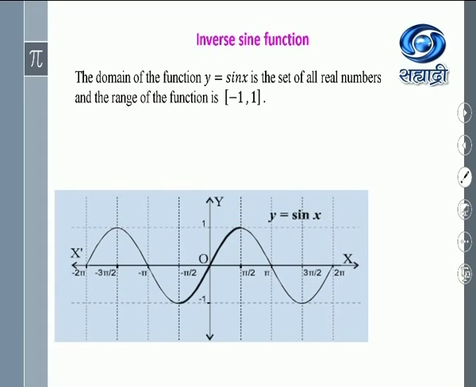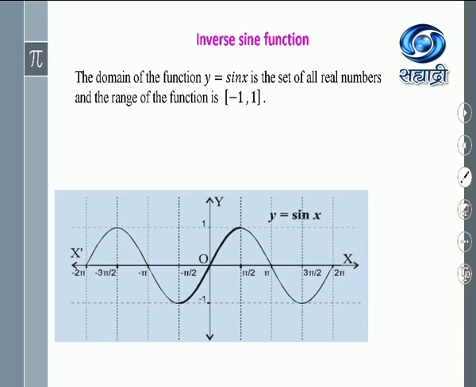Sine 90 is 1, so you will get this point. Sine 180 is 0, so the point is on the x-axis. Sine 3 pi by 2 is -1, so you will get this point, and so on. Similarly, on the negative x-axis, sine of -90 degrees is -1, so you will get this point. Sine of -180 degrees is 0, you will get this point, and we plot the remaining points here. If you join all these points, you will get a smooth curve which is periodic in nature.